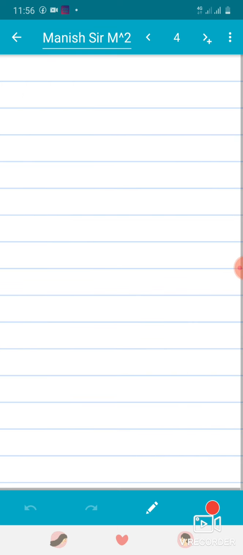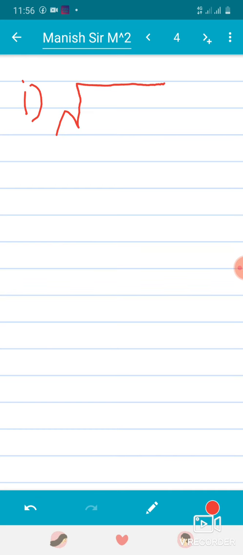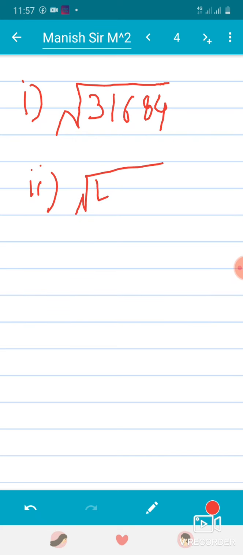For homework, you solve these two square roots with the long division method. 31684. Another one is 40804. Thank you very much.